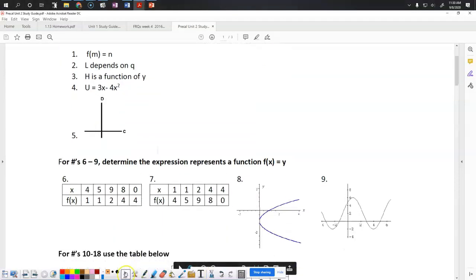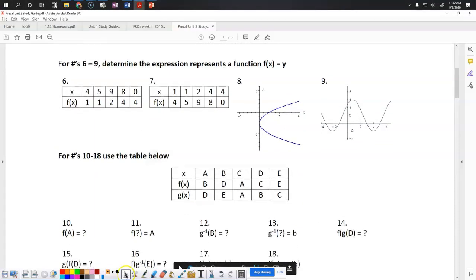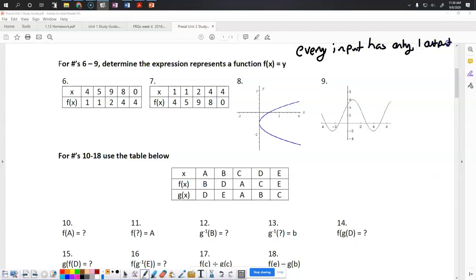Let's go ahead and take a look at numbers 6 through 9. Determine if an expression represents a function of x. So something is a function if every input has only one output. Okay, so in other words, if I have a function and I plug in 2, I should get one answer out, whatever that number is. I shouldn't get f of 2 equals 4 or 6. Okay, it should only give me one answer. If it doesn't give me only one answer, then it's not a function.